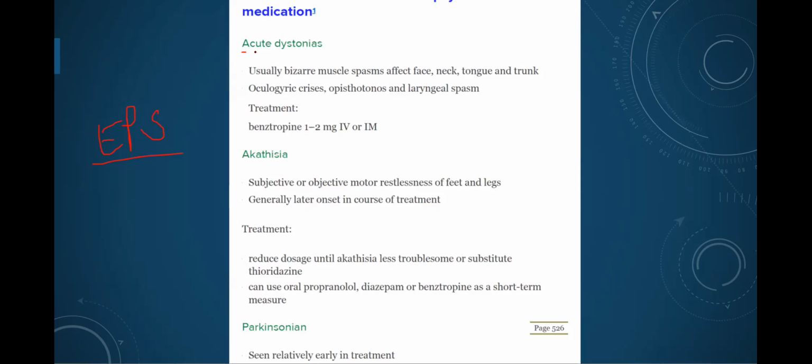Acute dystonia is one of the EPS. It is characterized by the patient having on and off muscle spasm, mainly in the facial region: face, neck, tongue. All right. And sometimes they can have oculogyric crisis, a kind of disproportionate movement or dancing of the eyeball. So this is dystonia, mainly a spasm of the face, neck, and tongue. The treatment is to add benztropine for those patients who are having EPS. You don't need to stop the medication. You can add benztropine.